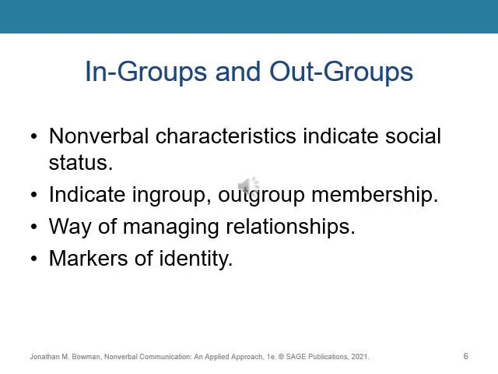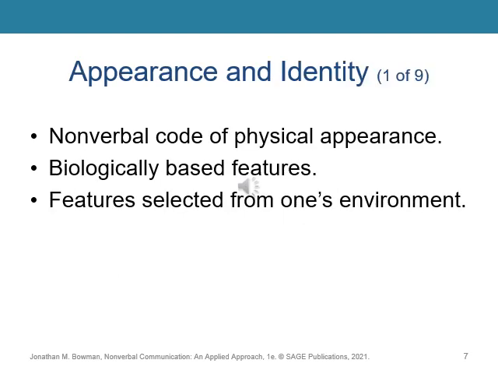Actively working to display oneself as more similar to desirable others is one way to manage relationships. Thus, people use markers of identity to determine whether they belong to a group or not by constantly evaluating one another using obvious cues, such as apparel of a specific sports team, and more subtle cues, such as skin tone or eye shape. The nonverbal code of physical appearance deals with faces, bodies, clothing, and artifacts. Biologically based features are natural features such as our faces and bodies. Features selected from one's environment are easily changeable adornments and artifacts that make up the way we look.